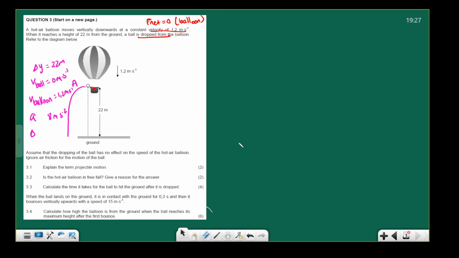Now, let's understand the question. Let's break it down. Here is the ball, and it is still 20 meters from the ground. And then what happens is that it goes down and reaches the ground. Once it reaches the ground, it bounces, meaning it goes back up, and then it reaches a maximum height here.